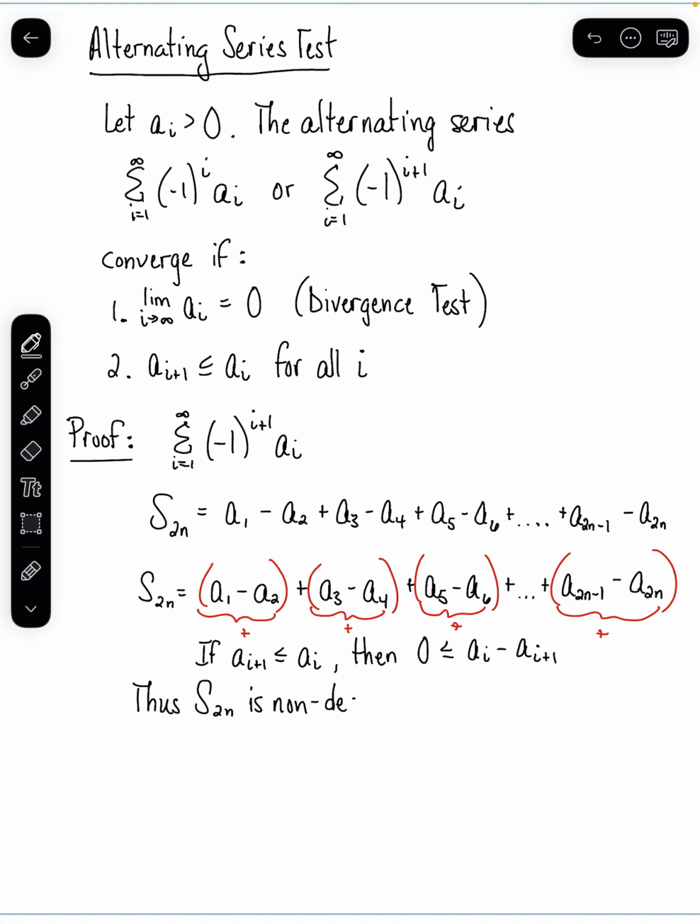Now, the best we can say is non-decreasing. It is possible that there are successive terms that are equal to each other. That's why a sub i plus 1 is less than or equal to a sub i. So it's possible that one of these pairs in parentheses is actually equal to 0. In that case, we can't say that the partial sum is strictly increasing, but we can say that the sequence of partial sums is non-decreasing.